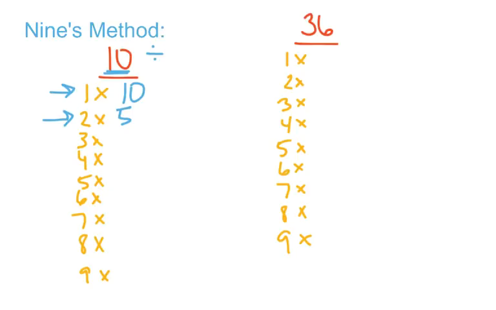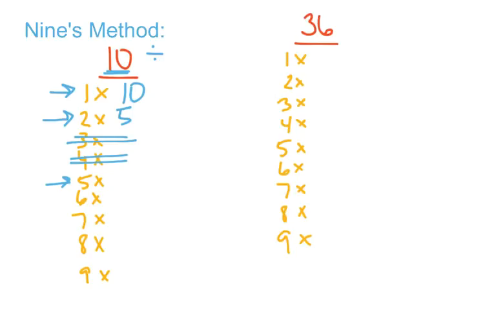I'm going to keep going. 10 divided by 3 is not going to get me an answer of a whole number. So I'm going to put a line through that because that's not going to work for me. Same thing with number 4. 10 divided by 4 is not a whole number answer. So we are not going to use that number either.